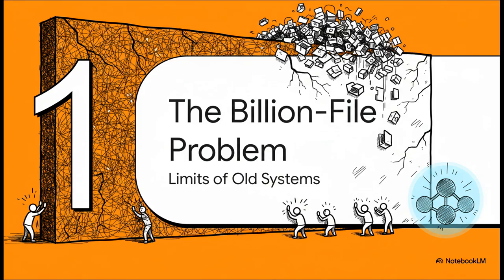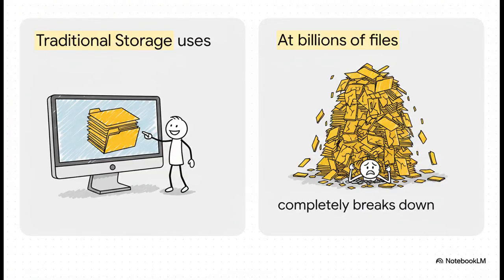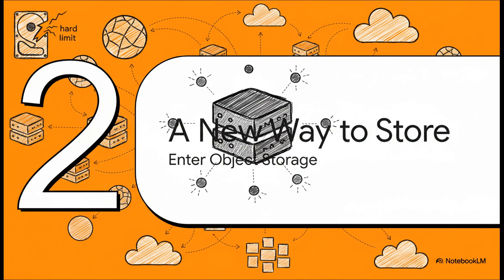To really get the genius of the solution, we first have to understand the massive wall developers slammed into. Before object storage came along, we had what I like to call the billion file problem. On one hand, you've got the old way, the folder system on your computer. We all get it, right? It works great for our own documents and photos. But on the other hand, you see what happens when you try to use that same idea for billions or even trillions of files. It just completely breaks. The folders become a nightmare to manage, finding one thing gets incredibly slow, and trying to spread that across the globe? Forget about it. So yeah, that old system hit a hard limit.